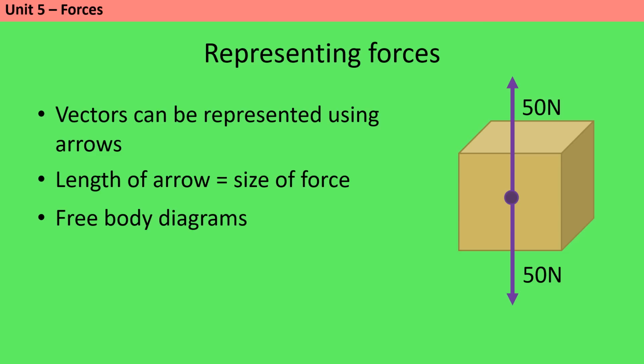Vectors, including forces, can be represented by arrows, where the length of the arrow corresponds to the size of the particular force, and then the direction of the arrow tells you what direction it's acting in. We can use these to draw free body diagrams. The idea of a free body diagram is there's no sense wasting all of your time drawing a car or drawing a boat, so instead we have a small circle at the centre to represent the centre of mass, and then the arrows go off this, showing the forces that are acting on a particular object.